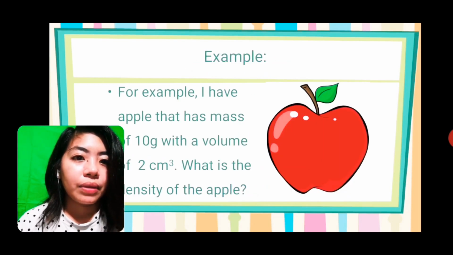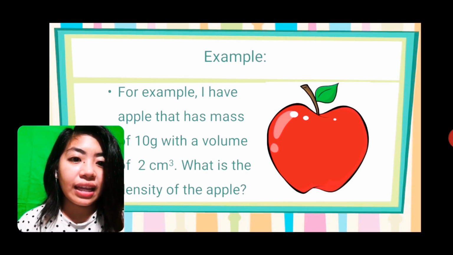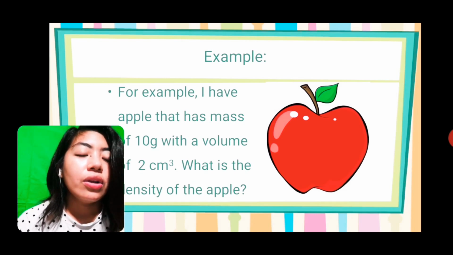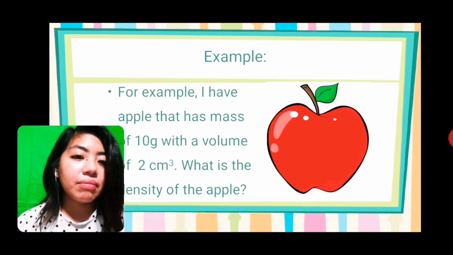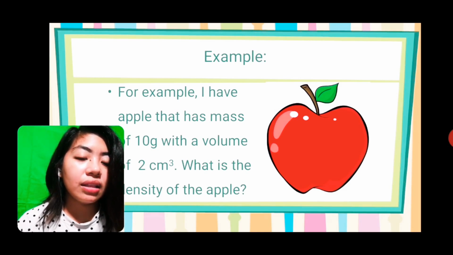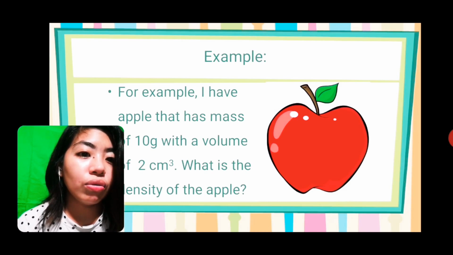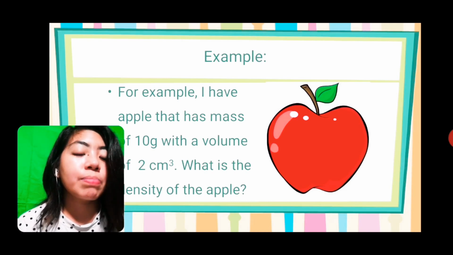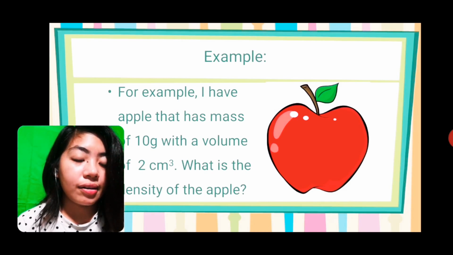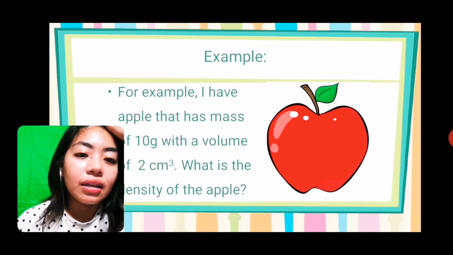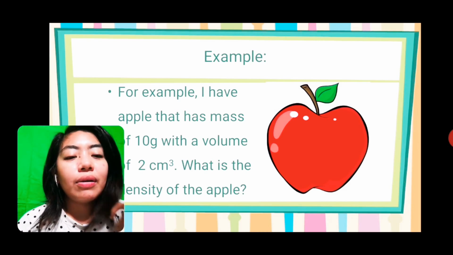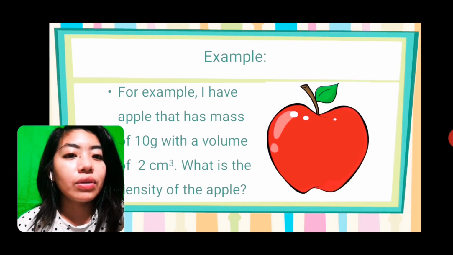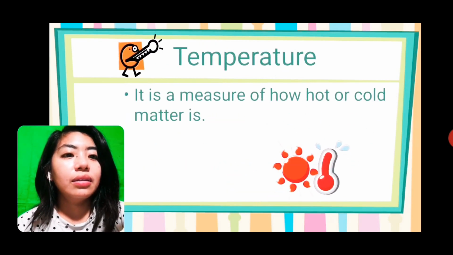So, for example, I have an apple that has a mass of 10 grams with a volume of 2 cubic centimeter. What is the density of the apple? So, you're just going to divide mass over volume. So, 10 divided by 2 is equivalent to 5 grams per cubic centimeter. So, that will be the density of the apple. So, ganun lang kadali siya kuhanin.